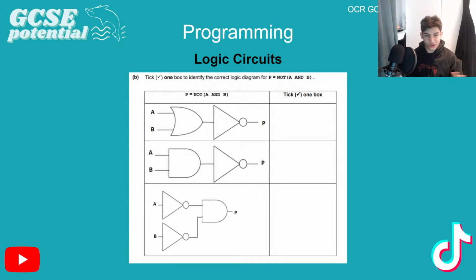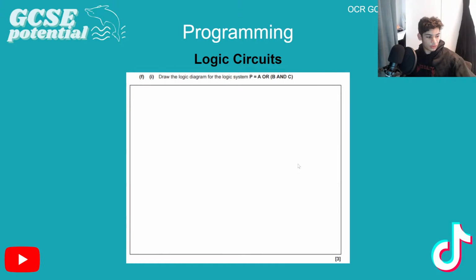So we don't need to know about XOR, that's A level. But yeah, so A and B goes in, and then it does NOT to that. So this would be the answer. Cool. Logic circuits.